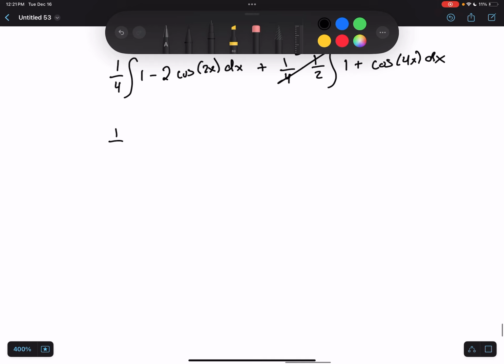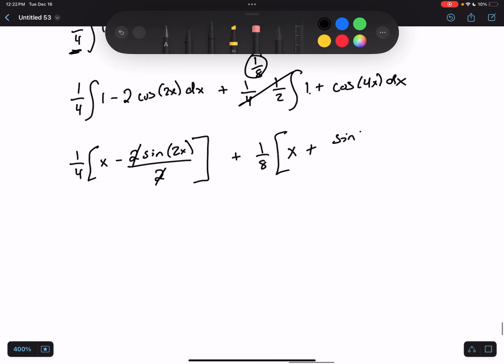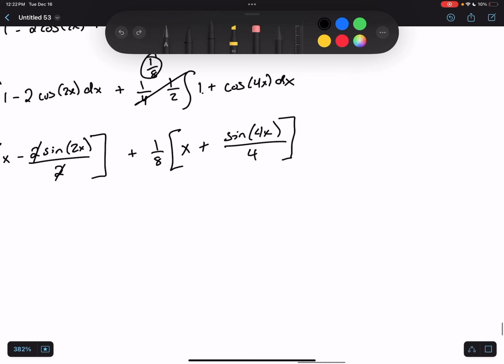We'll start by doing 1/4 times the integral of 1 with respect to x, which is x. The integral of 2 cosine 2x with respect to x is minus 2 sine 2x over 2, and we'll go ahead and cancel these 2's out. And then we will add 1/8, which is from here, times the integral of 1 with respect to x, which is x. The integral of cosine 4x with respect to x will be plus sine 4x over 4, close the bracket. And because we're dealing with an integral with no bounds here, we must add a constant at the end.